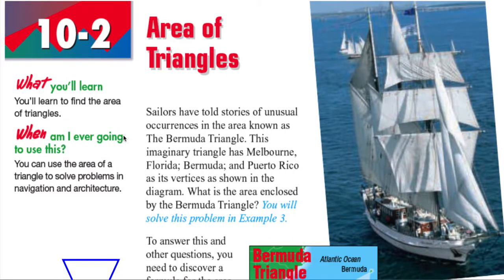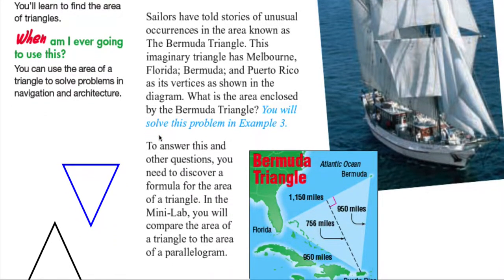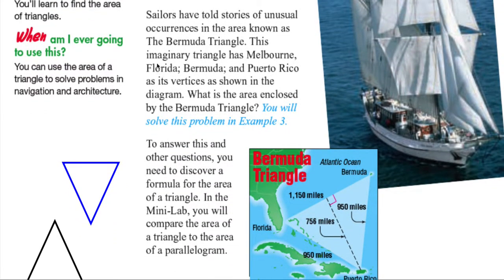Lesson 10-2, area of triangles. In this lesson you learn to find the area of triangles. When are you ever going to use this? You can use the area of a triangle to solve problems in navigation and architecture. Sailors have told stories of unusual occurrences in the area known as the Bermuda Triangle. This imaginary triangle has Melbourne, Florida, Bermuda, and Puerto Rico as its vertices, as shown in the diagram.